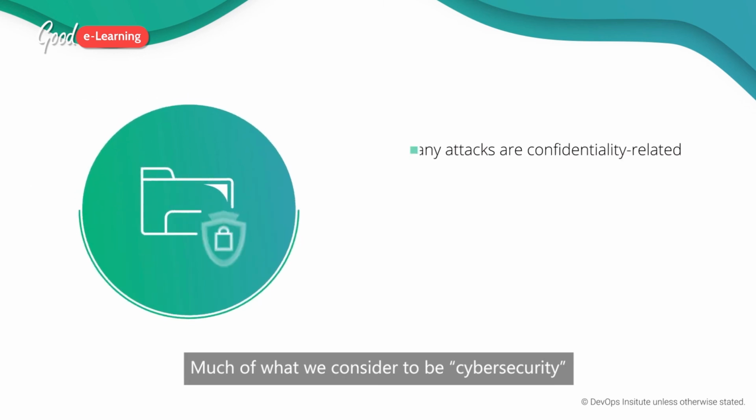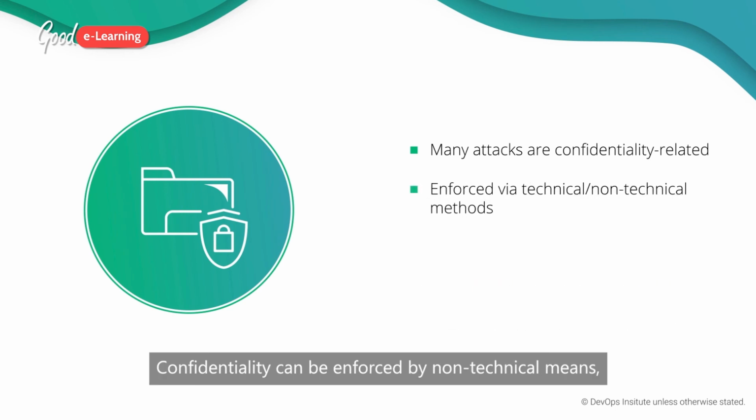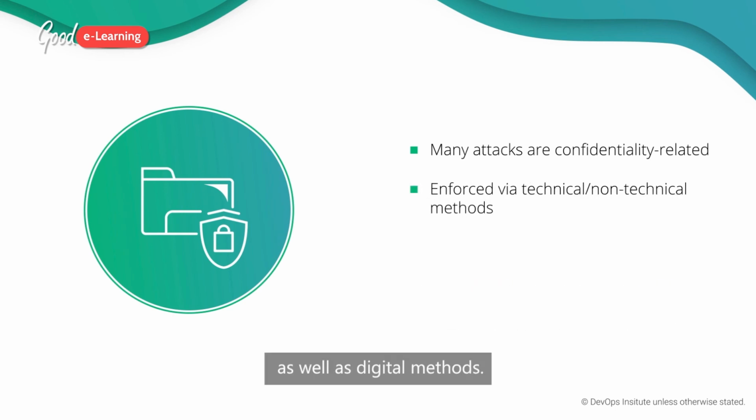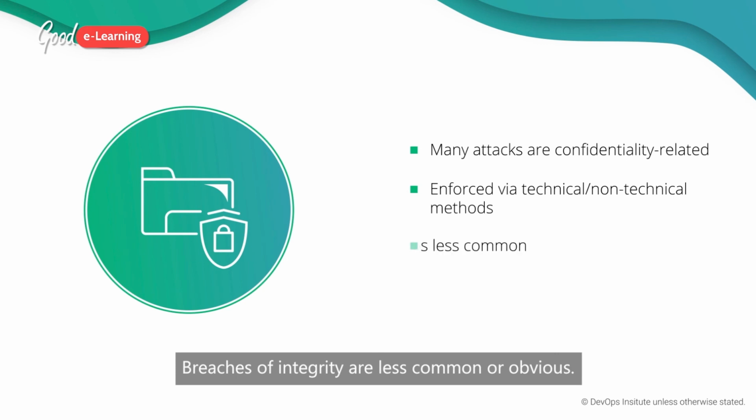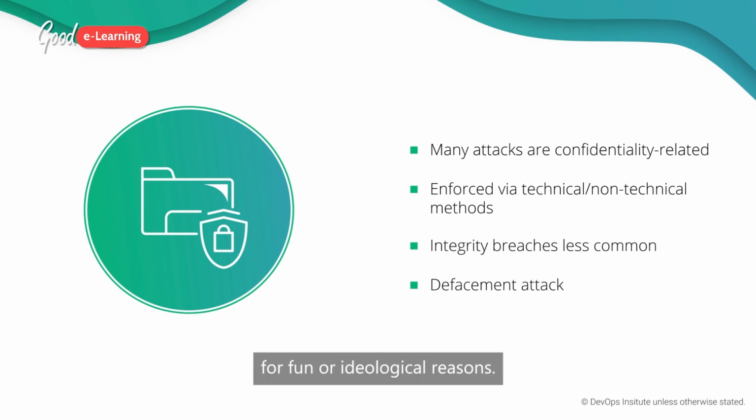Much of what we consider to be cybersecurity falls under the umbrella of confidentiality. Confidentiality can be enforced by non-technical means as well as digital methods. Breaches of integrity are less common or obvious. It could be a defacement attack, in which hackers alter a website's HTML to vandalize it for fun or ideological reasons.